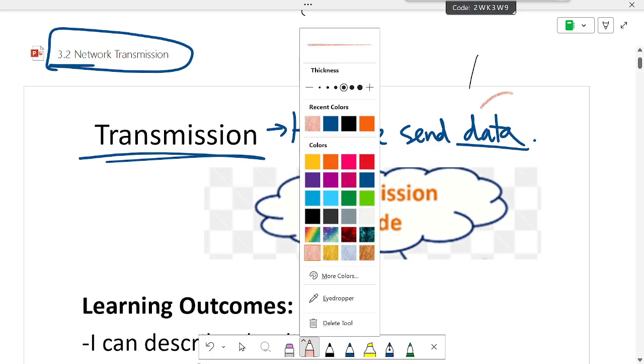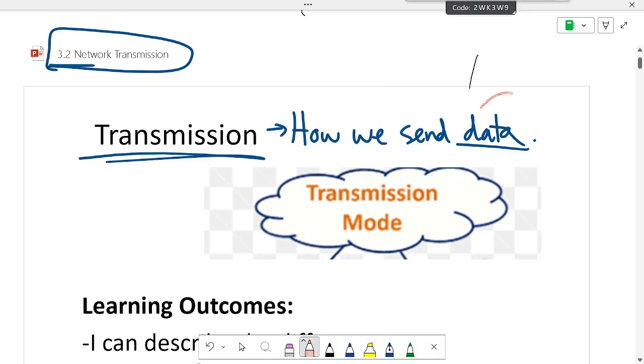I don't like that. I'm gonna go hot pink. You guys like hot pink, right? Oh, it didn't change.